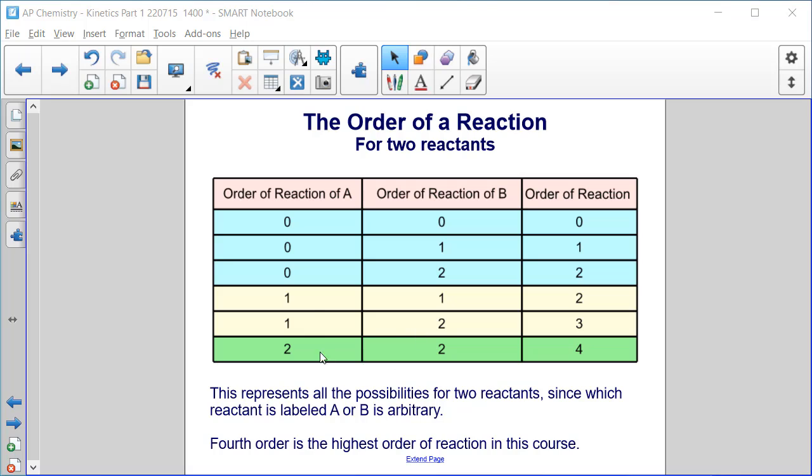If the order with respect to reactant A is 1 and B is 1, then the overall order is 2. If the order of the reaction with respect to A is 1 and B is 2, then the sum is 3. And if the order with respect to A is 2 and the order with respect to B is 2, then the overall order of the reaction is 4. This represents all the possibilities for 2 reactants, since which reactant is labeled A or B is arbitrary, so any 2 reactants. Fourth order is the highest order of reaction in this course.